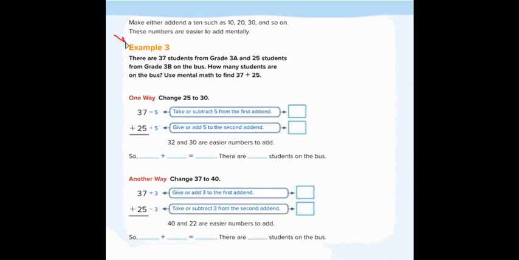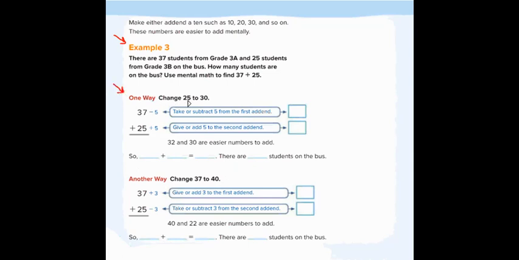Let's solve example 3. There are 37 students from grade 3A and 25 students from grade 3B on the bus. How many students are on the bus? Use mental math to find 37 plus 25. We have two ways. The first way is changing 25 to 30. And the second way is changing 37 to 40. Let's try the first way.